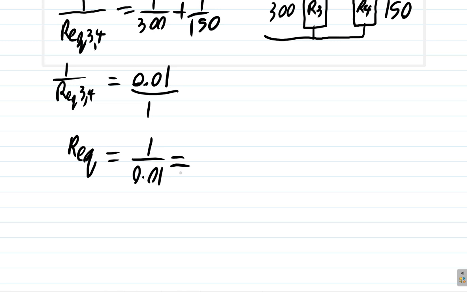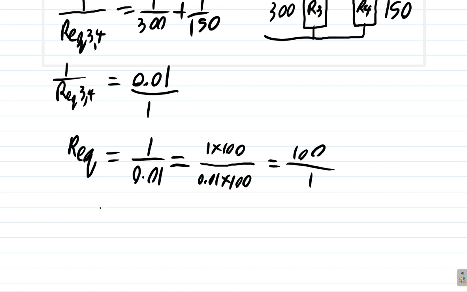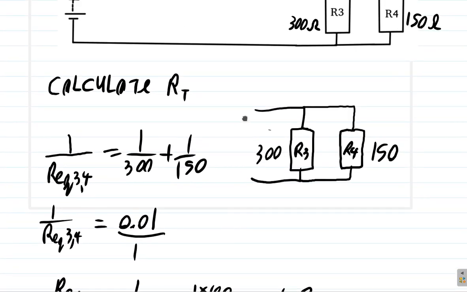What is 1 divided by 0.01? Well, if you want the denominator to become 1, you multiply 0.01 by 100. The 1 up top times 100 will be 100. So, the equivalent resistance of 3 and 4 combined is equal to 100 ohms. So, that's the equivalent over here.